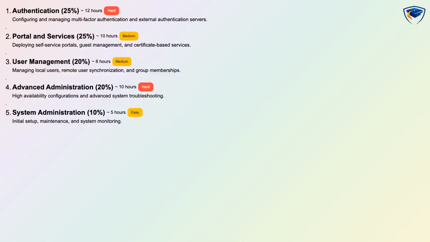This exam covers 5 domains with exact weights. Authentication 25%, Portal and Services 25%, User Management 20%, Advanced Administration 20%, and System Administration 10%. Each domain lists a focus, difficulty, estimated learning time, and assessment style to guide your study plan. I will summarize what you need to learn in each domain and highlight the most important topics to practice.